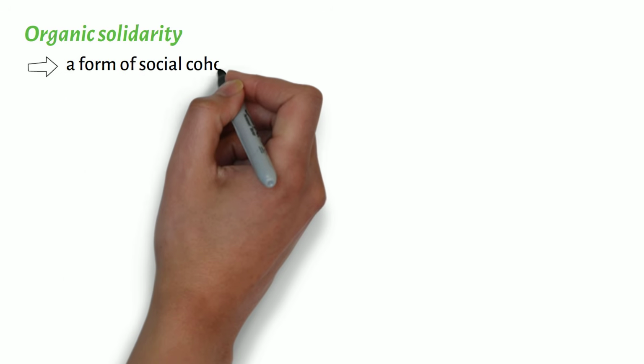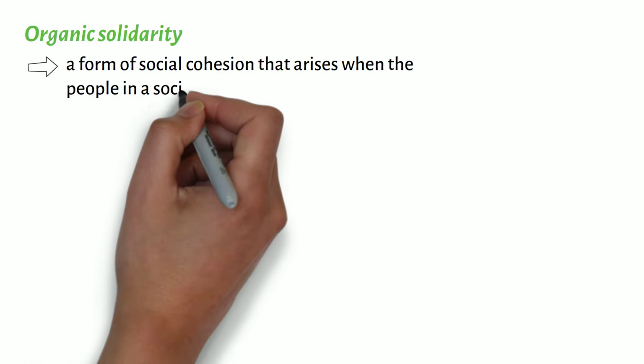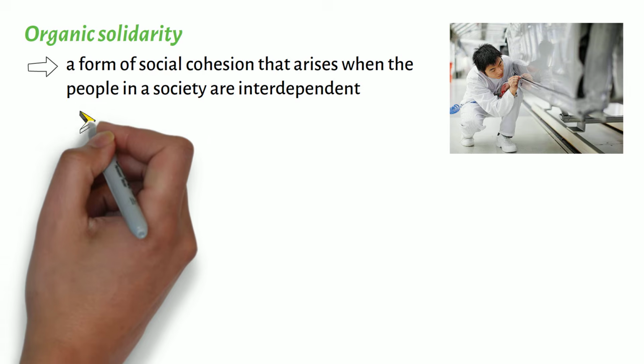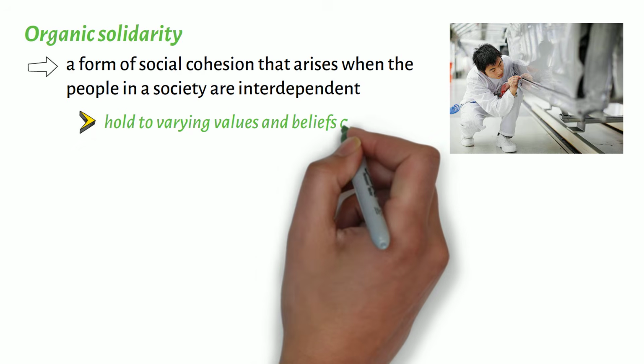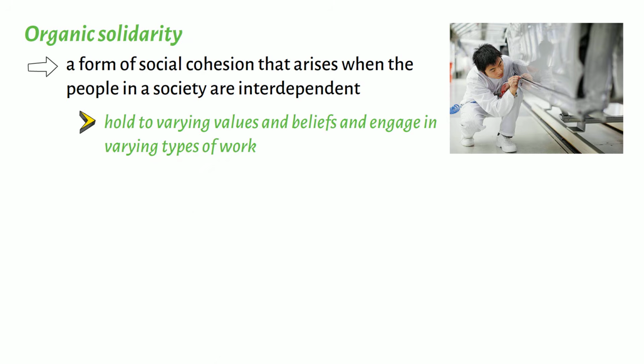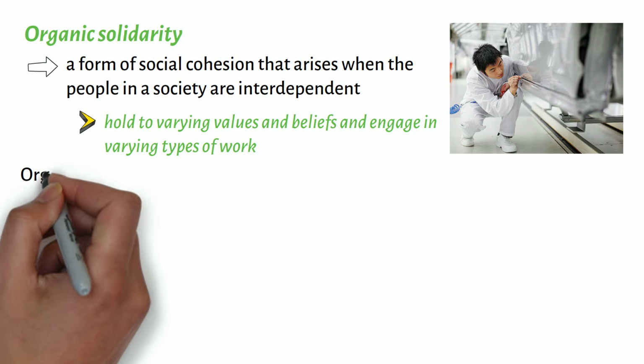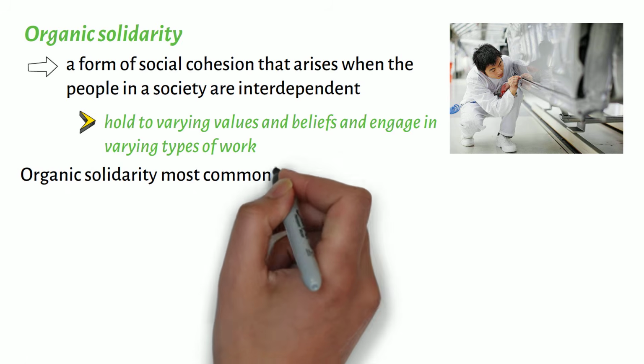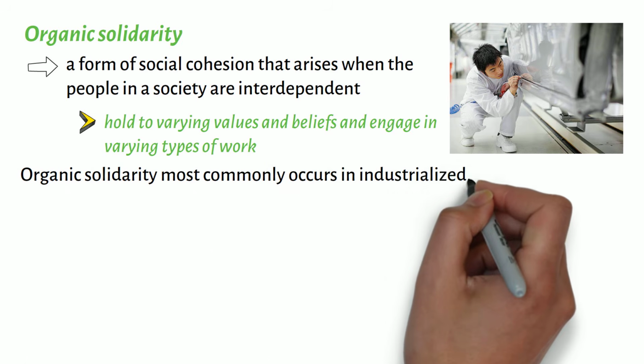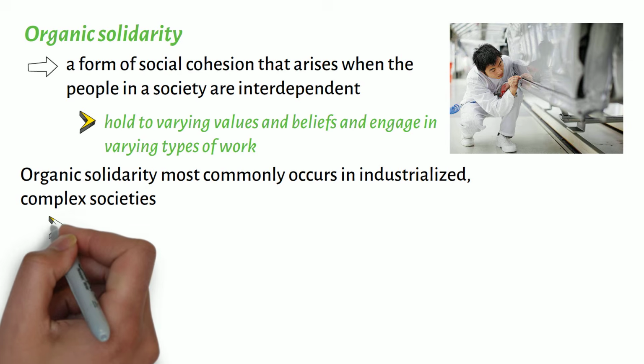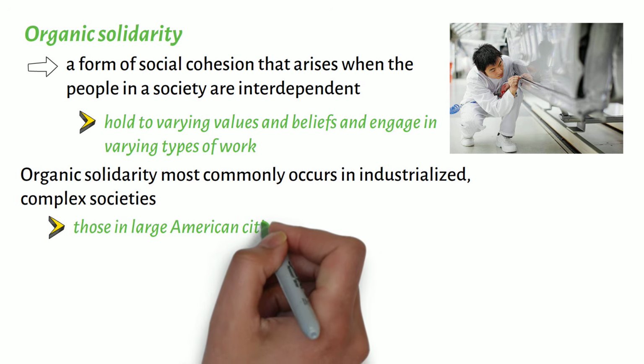Organic solidarity, on the other hand, is a form of social cohesion that arises when the people in a society are interdependent, but hold to varying values and beliefs and engage in varying types of work. Organic solidarity most commonly occurs in industrialized, complex societies such as those in large American cities like New York and Los Angeles.